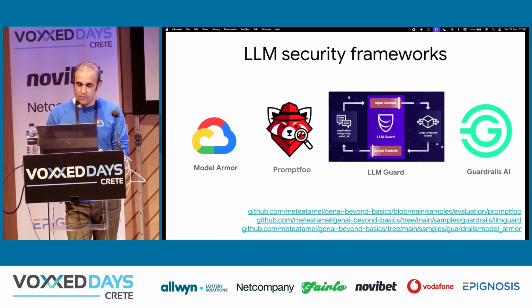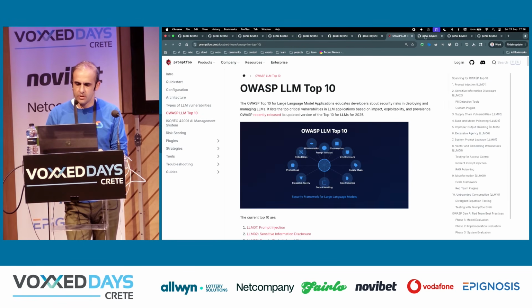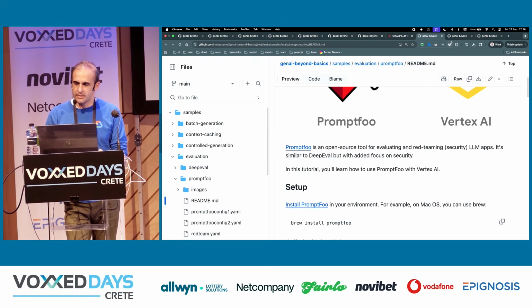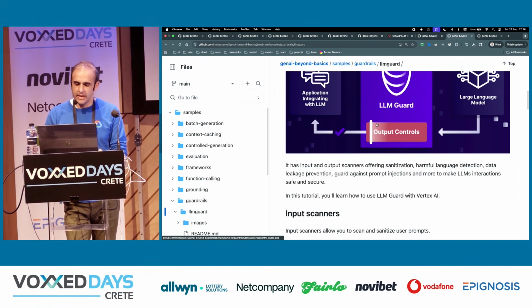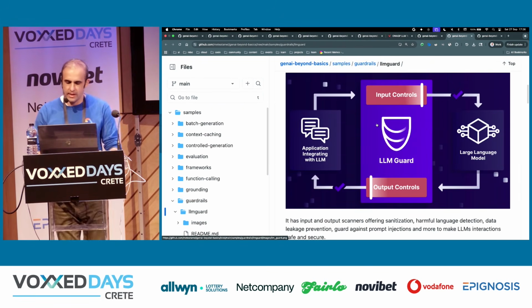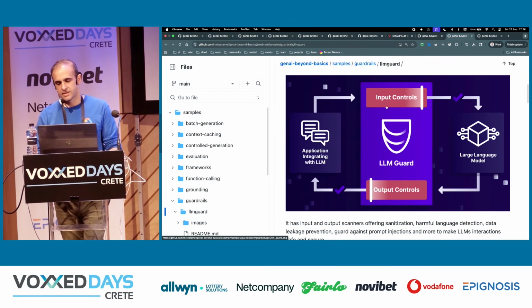And I have examples of all. So you can look at the examples of Promptfoo, LLM Guard, and Model Armor. I will actually show you, maybe not the Promptfoo, but LLM Guard is one of the useful ones. So the way LLM Guard works is that it sits in the middle of your application and the model, and then it checks the inputs and the outputs.